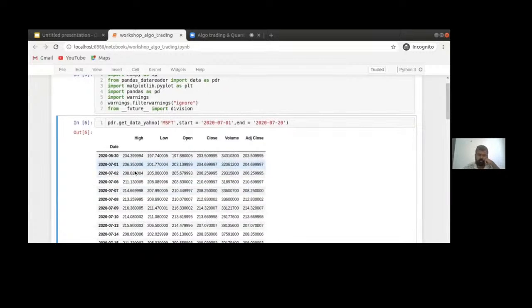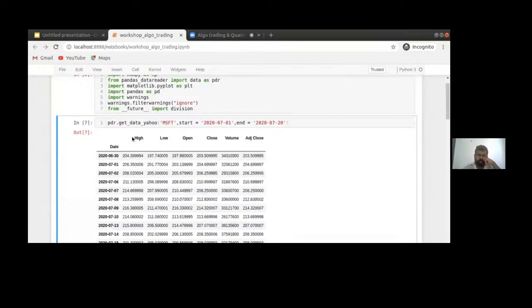Before I discuss this Pandas Data Reader further, there are a few basic operations in Jupyter Notebook. To run a cell, you use Control Enter or Shift Enter. So let's say I wrote the code and then I want to run this cell to get the data. Then I press Control Enter. So this gives me the output, the data.